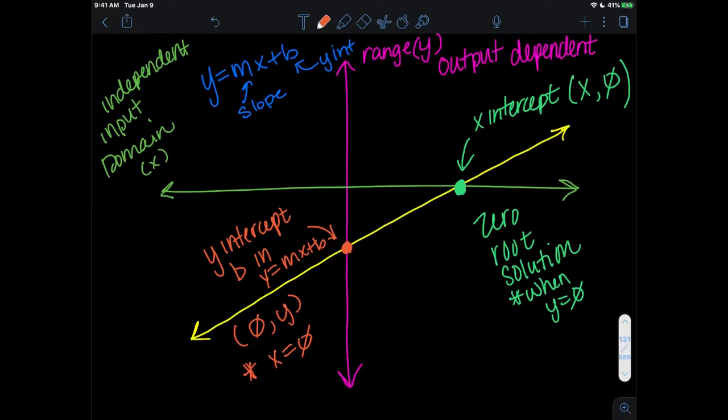So if somebody said, your equation is blah, blah, blah, what is the x-intercept? Everywhere in that equation I see a y, I change it to a 0, and then I solve for x. If somebody said, what is your y-intercept? I would say, okay, everywhere in that equation I see an x, I change my x to a 0, and I'm going to solve for y. Okay.